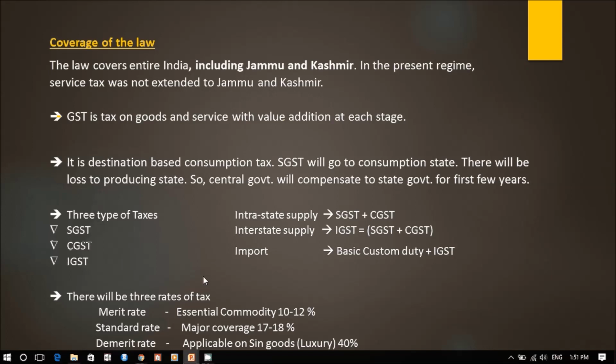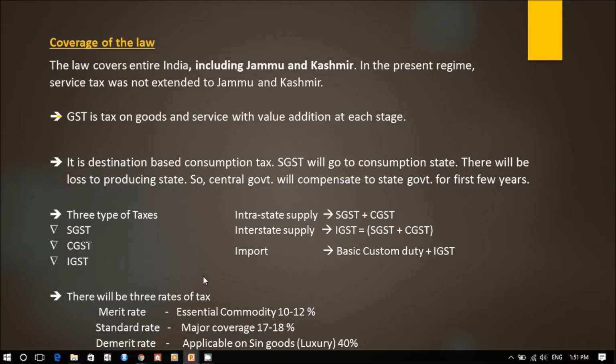If we are talking about the coverage of the law, then this law covers entire India, including Jammu and Kashmir. In the present regime, the present structure of the service tax, Jammu and Kashmir was not in the ambit of service tax. So now this has been brought into the GST. The GST would be extended to Jammu and Kashmir as well. So it's a part of India as per the definition.